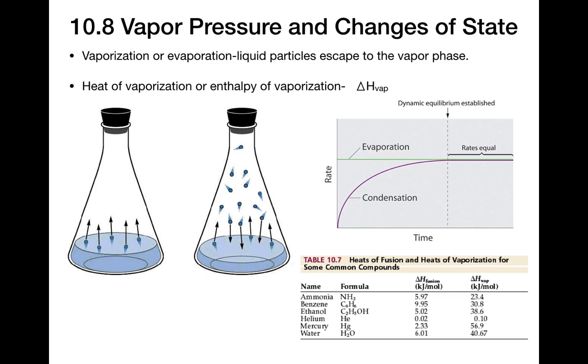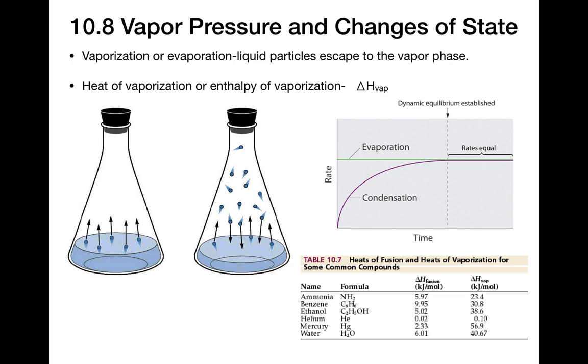Getting back to liquids, and this can also be true for solids. Solids can also evaporate or sublimate. Vaporization or evaporation is when a liquid escapes to the vapor phase. If you keep a lid on the container, you create an evaporation-condensation dynamic equilibrium after a period of time. You start out with only evaporation, and then as particles increase in number in the vapor phase, condensation increases.